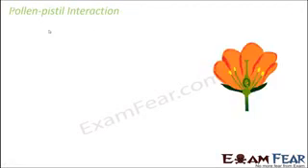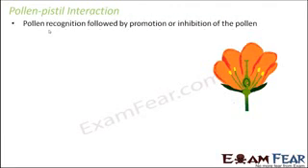Whenever we talk about pollen pistil interaction, it involves pollen recognition followed by promotion or inhibition of the pollen. Pollen comes to the stigma, and the pollen is recognized. After being recognized, the pollen is either accepted, that is promotion of the pollen, or the pollen is rejected, that is inhibition of the pollen. That is where the pollen pistil interaction story starts. This is a dynamic process, not a static one. It keeps on changing and happens as and when needed.